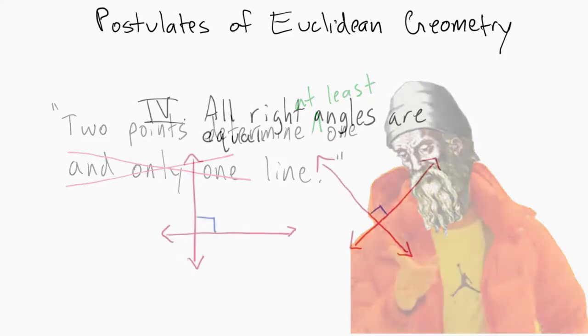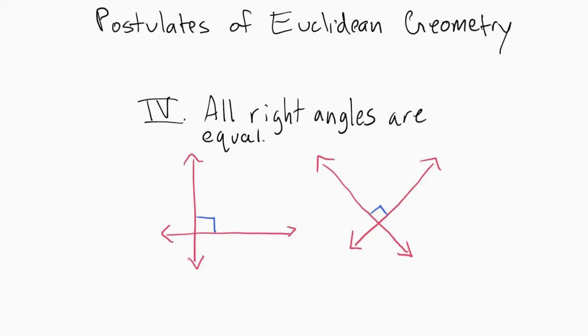The other postulate that I think gives some people trouble is number 4. All right angles are equal. Now, you might say, aren't all right angles 90 degrees? And isn't it obviously true that all 90-degree angles are equal to all other 90-degree angles?